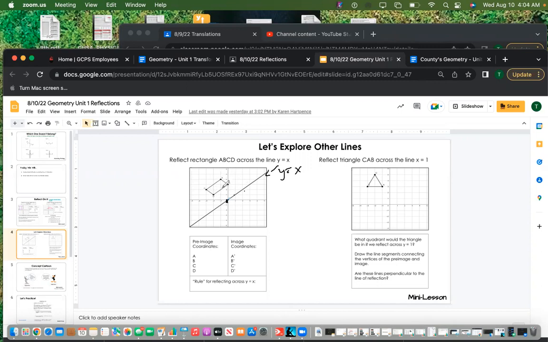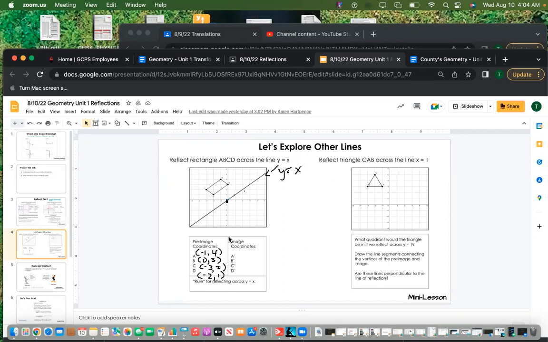Okay, so let's go ahead and list out all the pre-images. A right here is at -1, 4. B is at 0, 3. C is at -3, 2. And D is at -2, 1. Okay, so now we're going to reflect across this line.